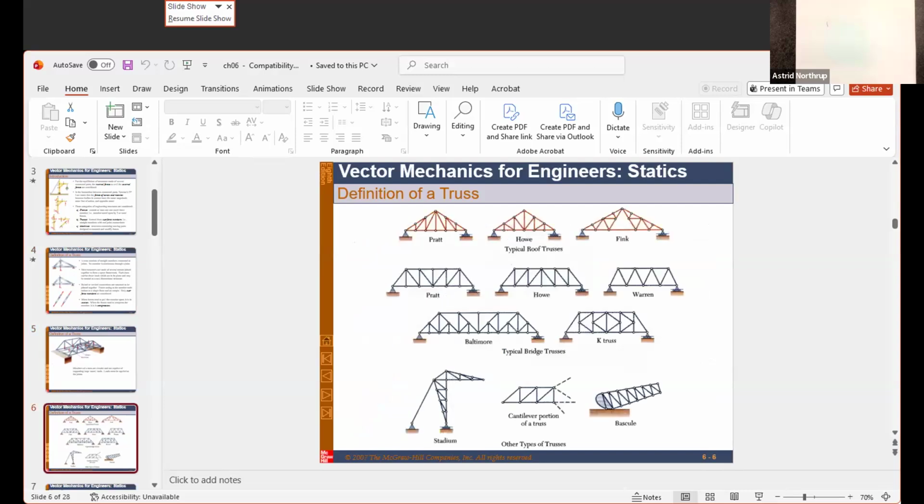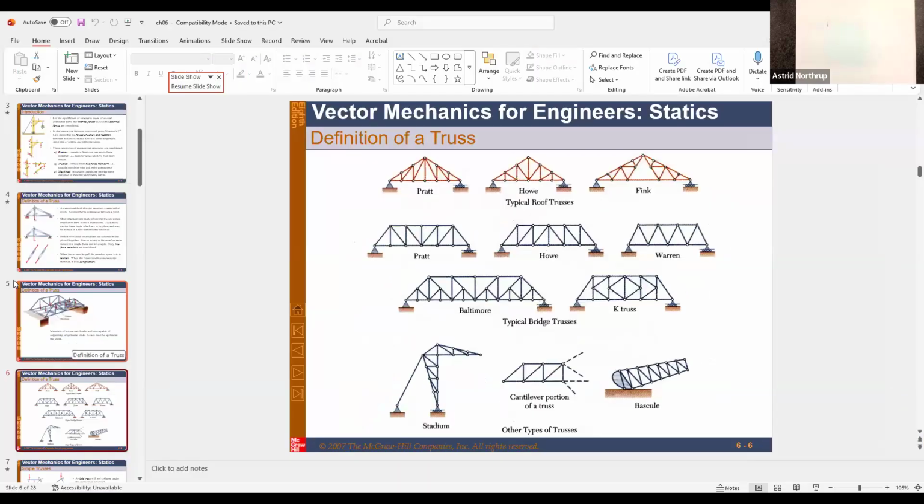Here are some different types of trusses. Let me pull this up. Okay. These are common. I am going to pull up a picture of a bridge in just a moment here. But these are common types of trusses.